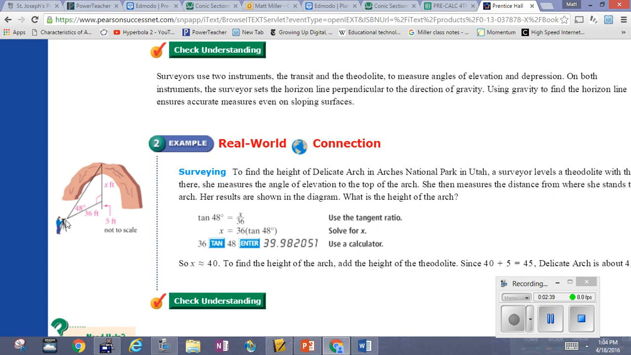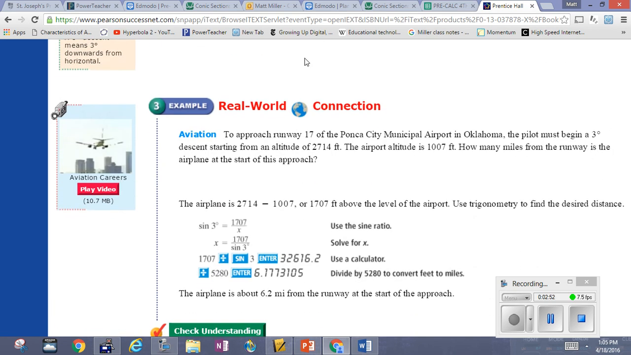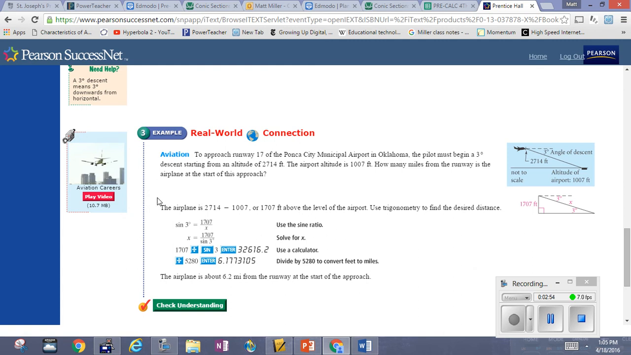However, remember, the tripod itself is 5 feet off the ground. So this arch is 40 feet above the tripod height, but a total of 45 feet. Hopefully that will help you understand that a little bit.